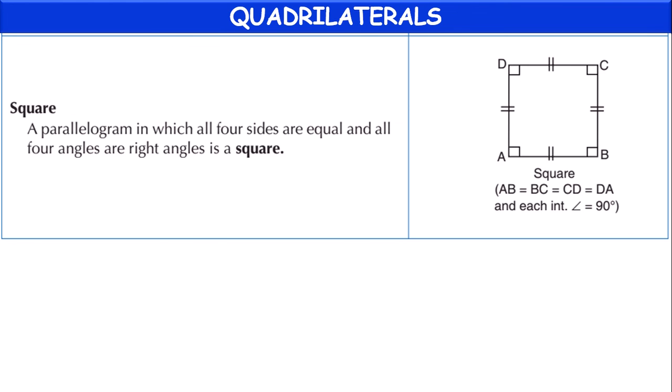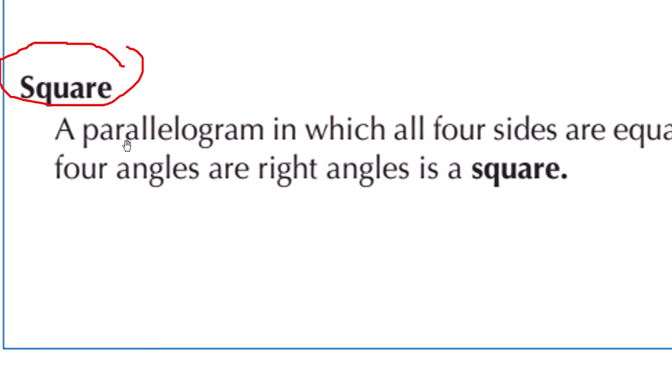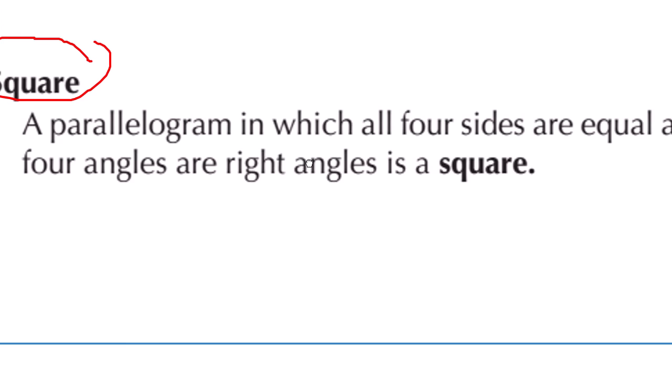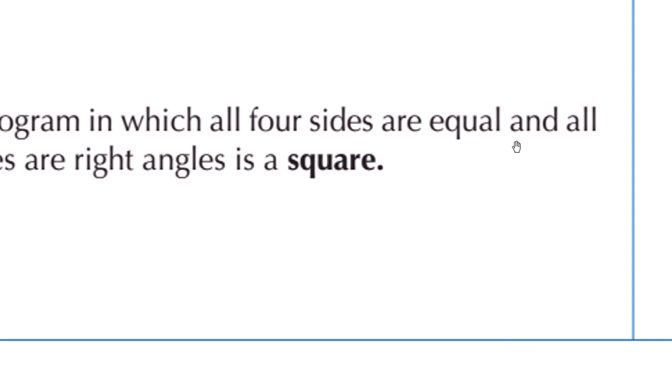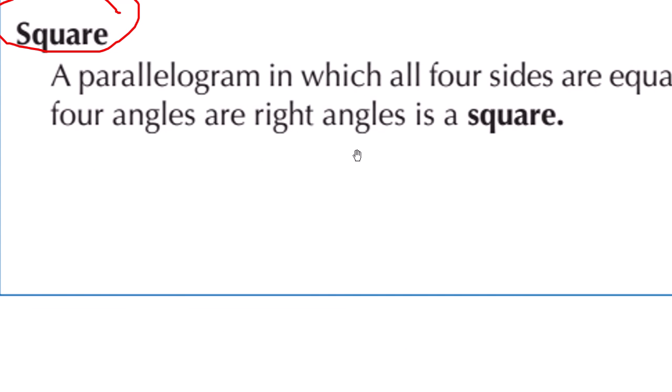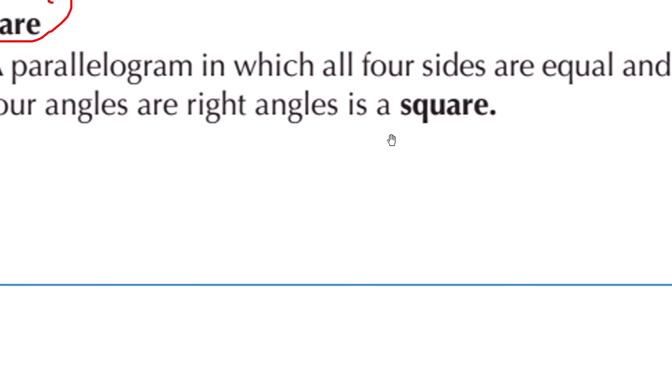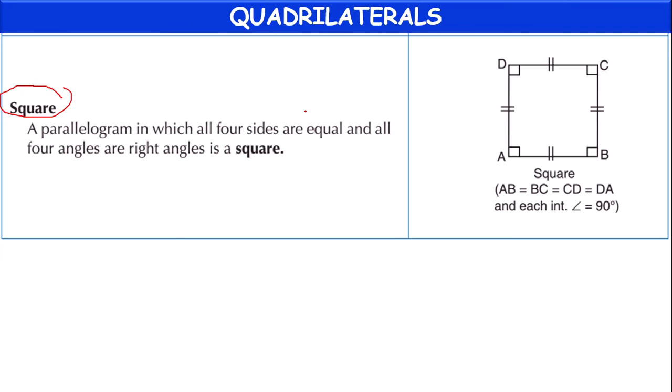Next one, square. Next another quadrilateral, square. So a square is also a parallelogram in which all four sides are equal, like a rhombus. In addition to the rhombus, one more property is there. What does that mean? All four angles are right angles. That is called a square.